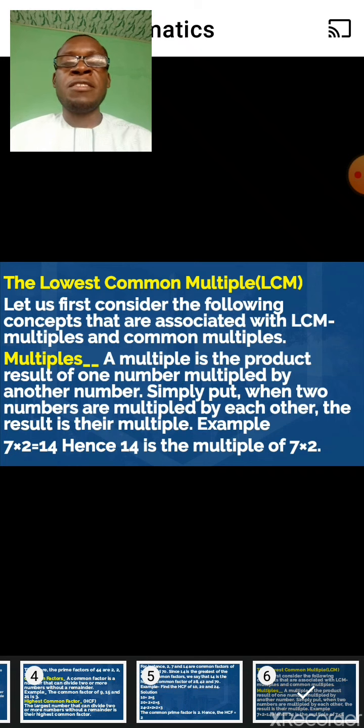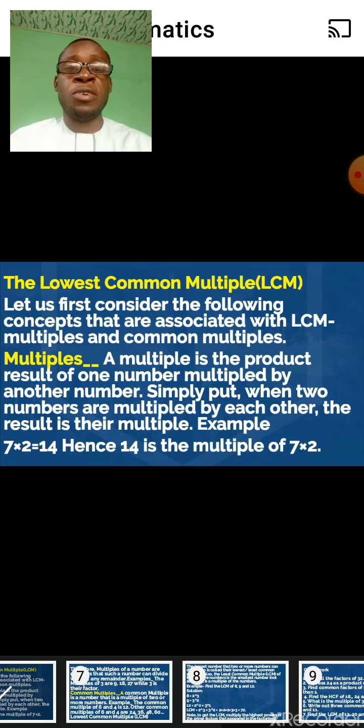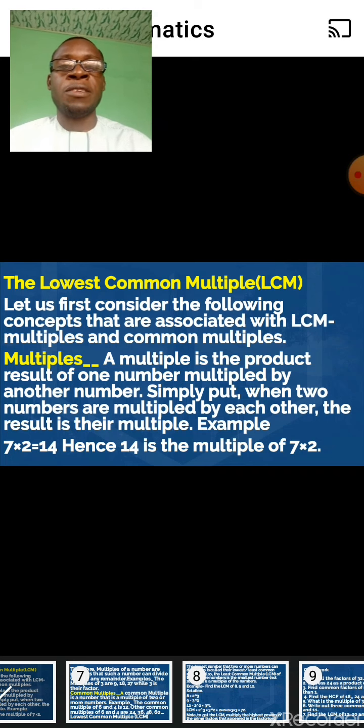Example, 7 times 2 equals 14. Hence, 14 is a multiple of 7. 14 is a multiple of 7 times 2. Not only that, we go forward.